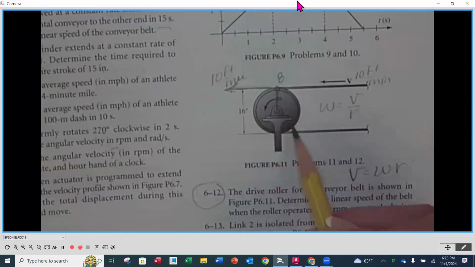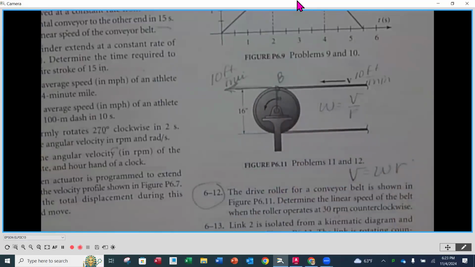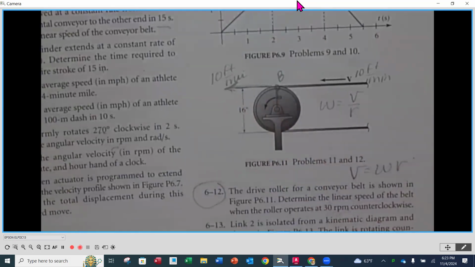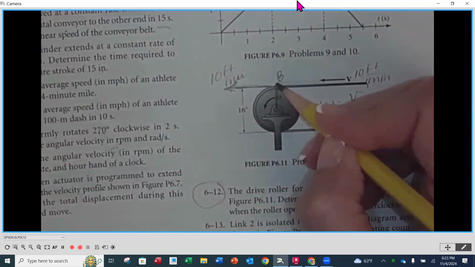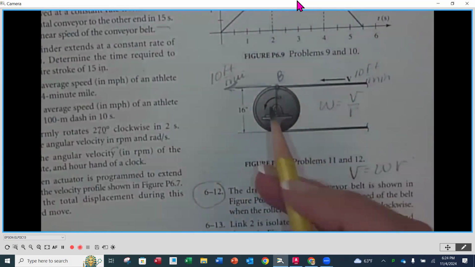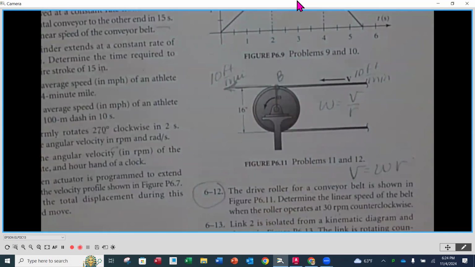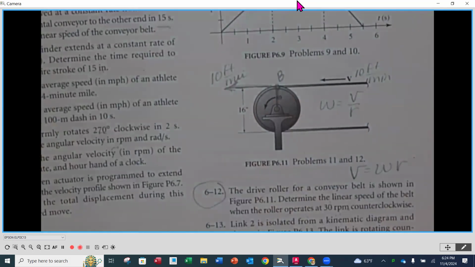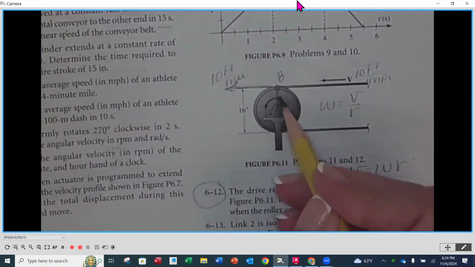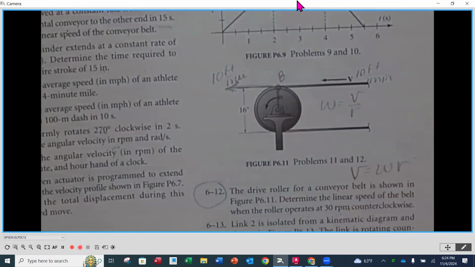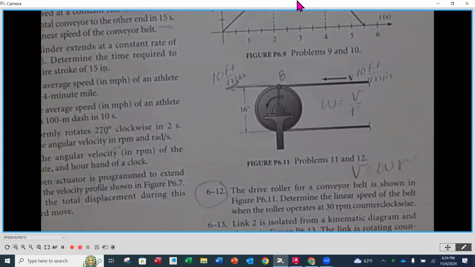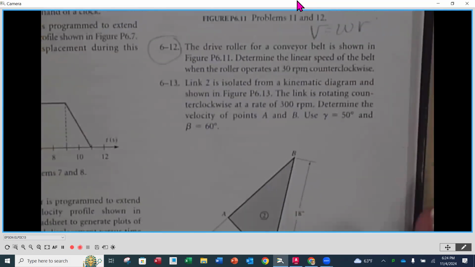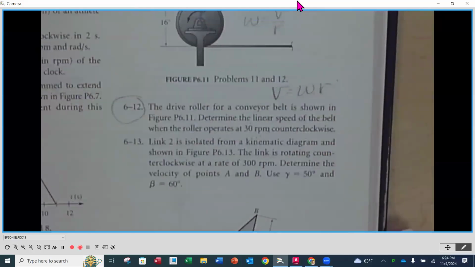What is its W? You'll notice that the velocity is 10 feet per minute. So if we put it out here at the end, think of this as link number 2 with a point B, like the problems that we did earlier. And then this is its direction of straight line velocity. We want to know what is W, using W equals V over R. And then you're going to be doing number 12 as well, using that same illustration above.